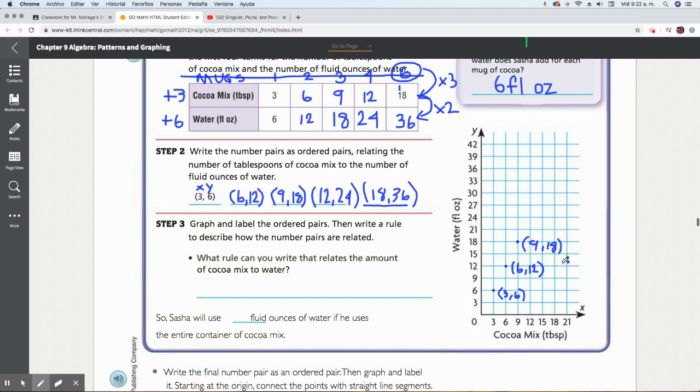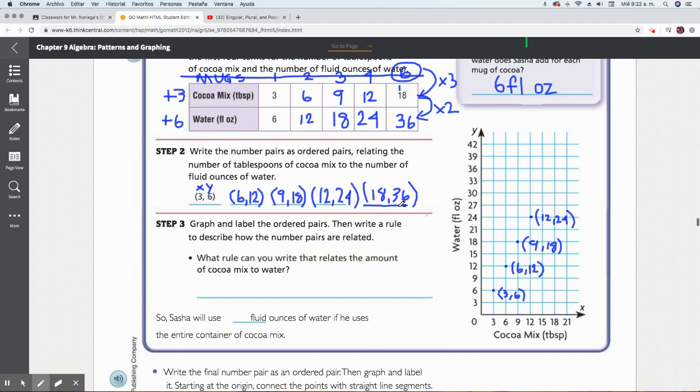Okay, then 12 and 24, 12 on the x-axis, 24 on the y-axis. Okay, I'm going to plot a point right there. Then I'm going to label it using the ordered pair, 12, 24.